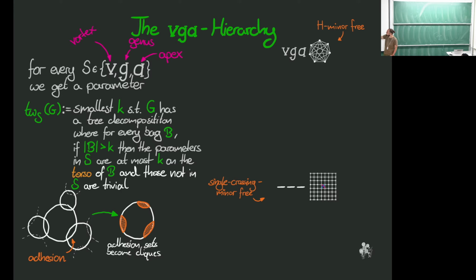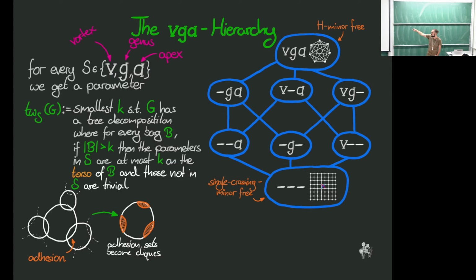There, my S is completely empty, so all three parameters should be 0, meaning no vortex, no apex, and genus should be 0, meaning I'm planar. So that's the single-crossing-minor-free case. And then, of course, I get the entire hierarchy of these parameters in between.